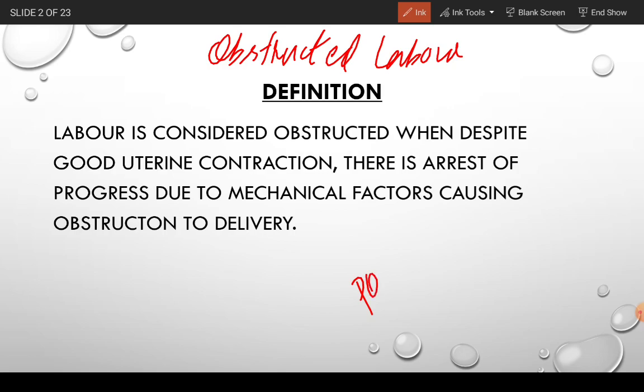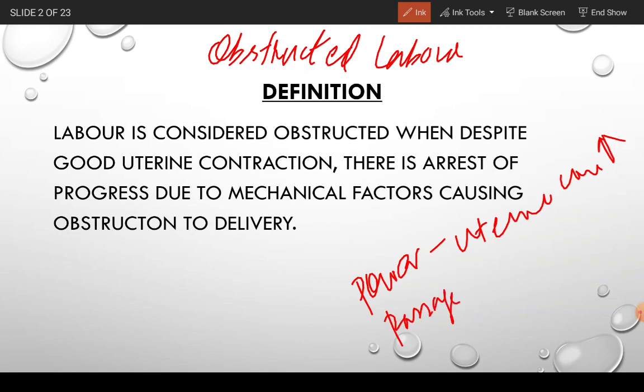So what is the power actually? The uterine contraction. So uterine contraction should be high. Adequate uterine contraction is needed, and then the passage, that is pelvis. So pelvis should be big enough, or the diameter should be enough so that the baby can go through, and also the baby.